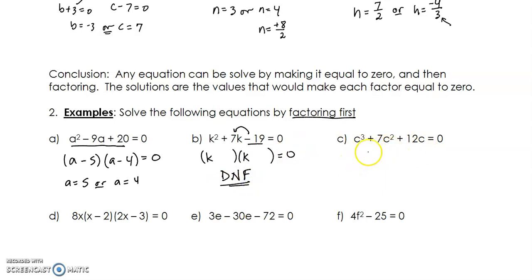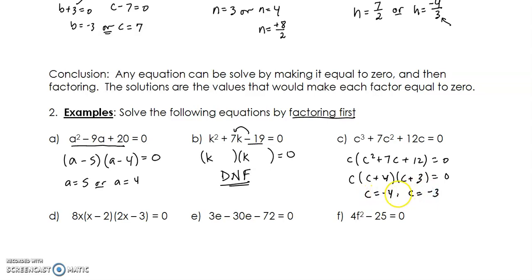Question C. I'm going to be taking out the letter C, and that's going to leave me with C squared plus 7C plus 12 equals 0. And now you can factor that with 3 and 4, right? The factors of 12 that add to 7, and that are going to be equal to C plus 4, C plus 3. Your answers, C equals -4 and C equals -3.